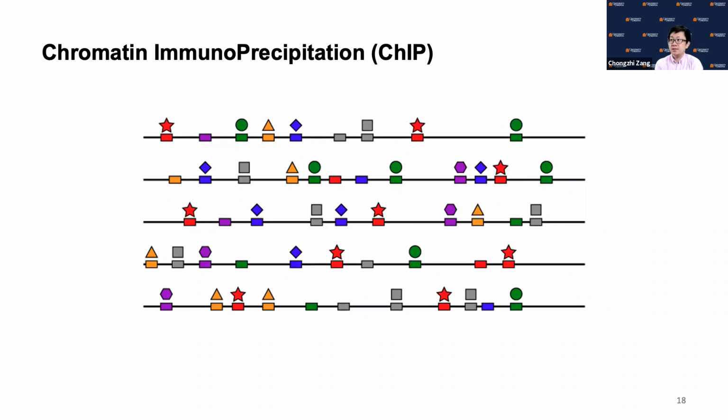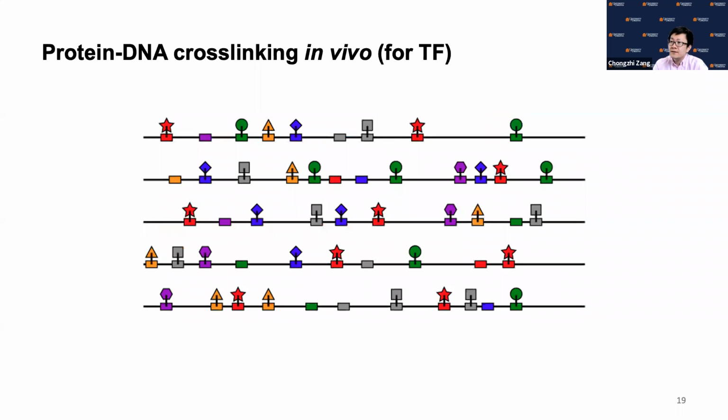So first is the ChIP part, chromatin immunoprecipitation. We use a transcription factor ChIP-seq as an example. We can see different transcription factors or different proteins will be interacting across the whole genome with the DNA. Each of them will have different specific DNA binding motifs. The first step will usually use formaldehyde to cross-link protein and DNA in vivo, so that the proteins will be tightly cross-linked at these DNA regions. And this is usually for transcription factors.